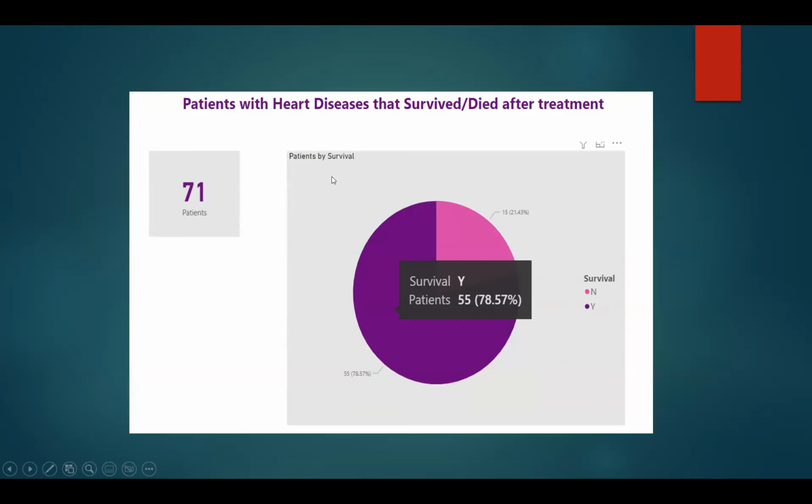Here we have the patients with heart disease who survived or died after the treatment. So out of the 71 total patients, here we are able to see that there are only 78% of patients who survived after the treatment was done, like the treatment was done post the diagnosis. So only 78% have survived, while almost 22% have died after the treatment.